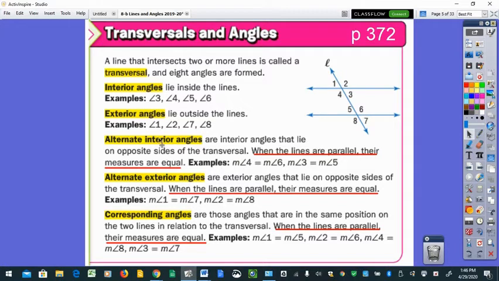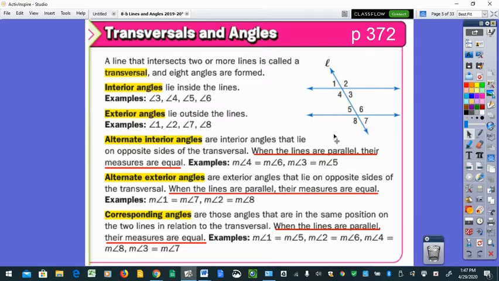Let's change that word interior to exterior. Now we are only looking at angles 1, 2, 7, and 8. We look at one on the left and one on the right. So 2 and 8 would be a pair of alternate exterior angles, but so would 1 and 7.